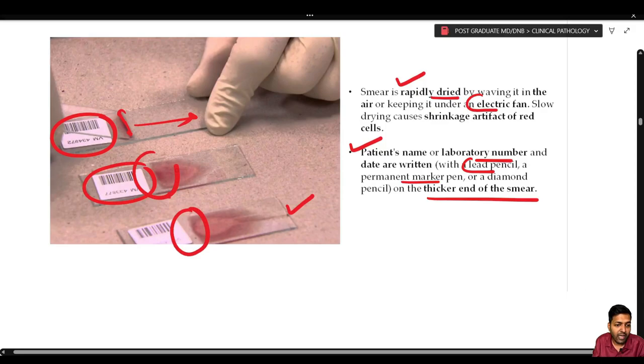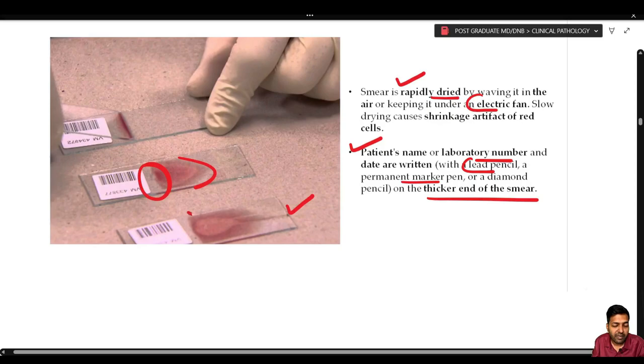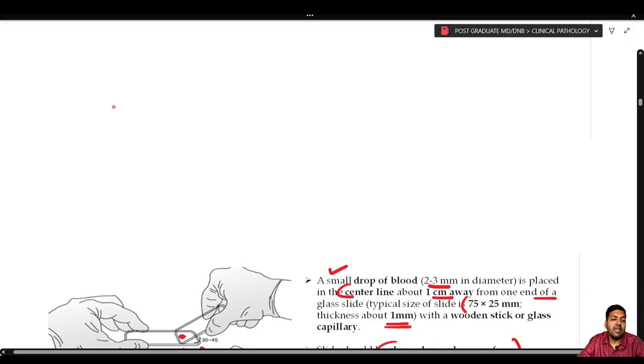So it is very important to understand, because it is at this end that we have to examine. So we should not write anything over here. The marking should always be done at this particular end, that is the head end of the PBS slide. So I hope you have understood in detail how to make a peripheral blood smear.